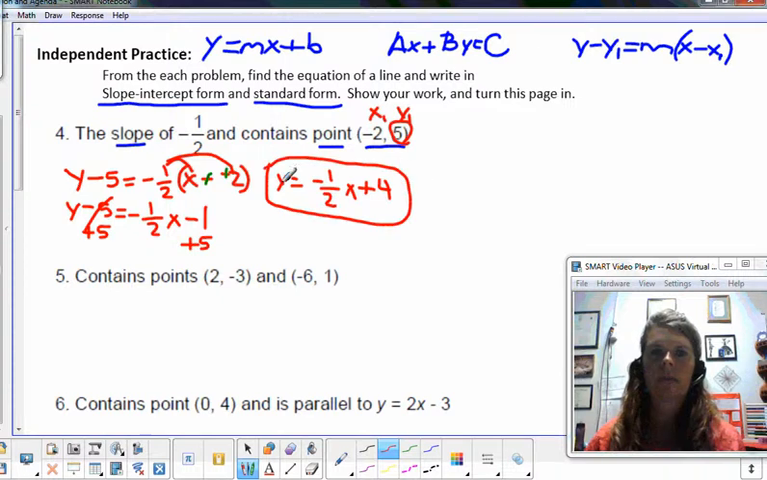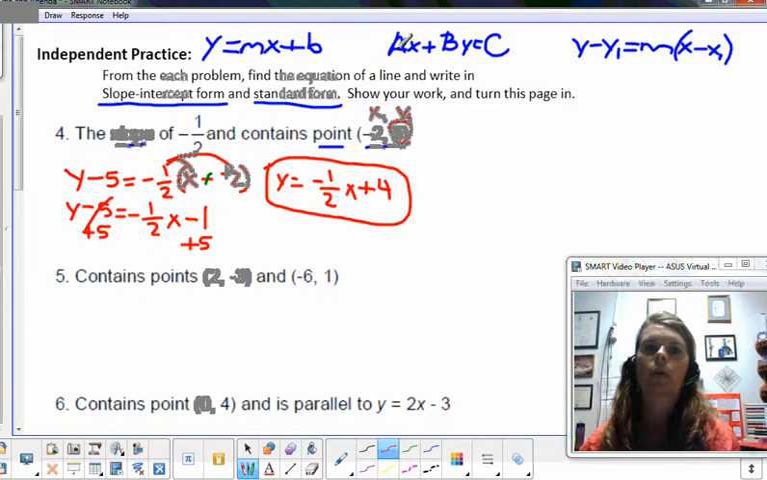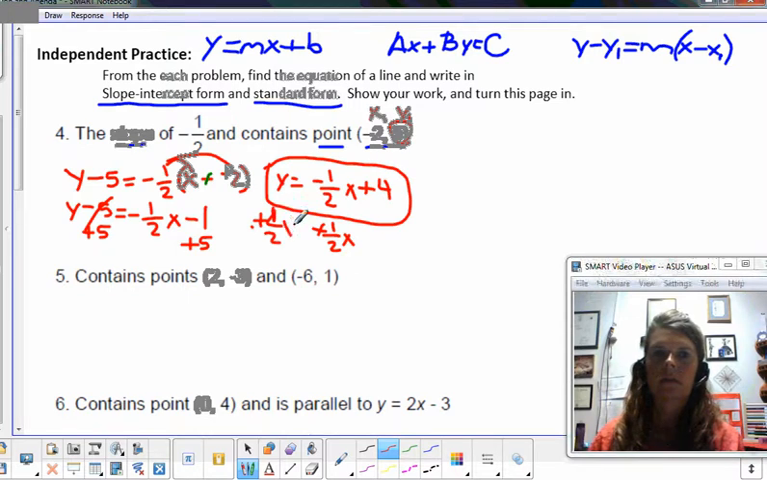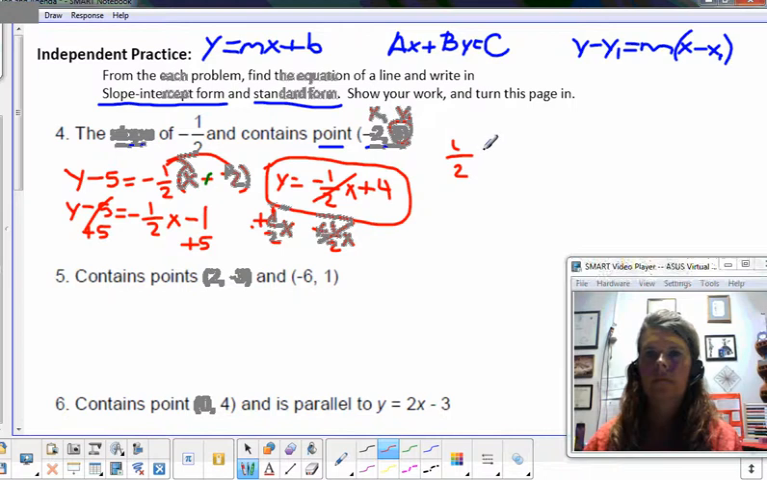Now we need to write this in standard form. Well, standard form, you have your x and your y both on the left of the equation. So we need this 1/2 x to move over there. So we're going to add 1/2 x to both sides. That's a 1 right there. So then you have 1/2 x plus y equals 4.